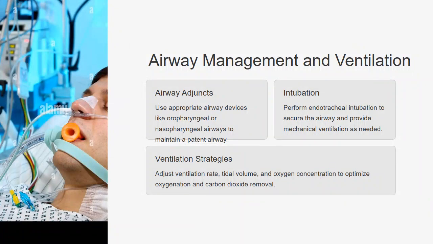Along with that, airway management is very important. If the patient has tongue fall or an obstructive upper airway obstruction, you need to give an oropharyngeal or nasopharyngeal airway, and then we have to intubate the patient on the way. That is, perform an endotracheal intubation to secure the airway and provide mechanical ventilation. As I have already told, when you are giving CPR to a patient, it is better to ventilate the patient using a bag circuit.